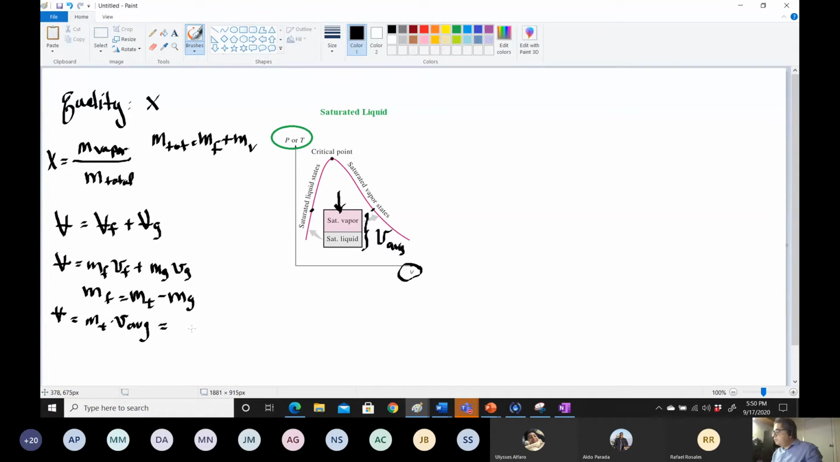All right, so we can also say that the total volume is this, right? Instead of saying mass of the liquid, we can say it's the total mass minus mass of the vapor. This is all in your book, but I'm just describing it to you guys. And then this is the V sub f, again this equation over here, plus m_g v sub g, right?